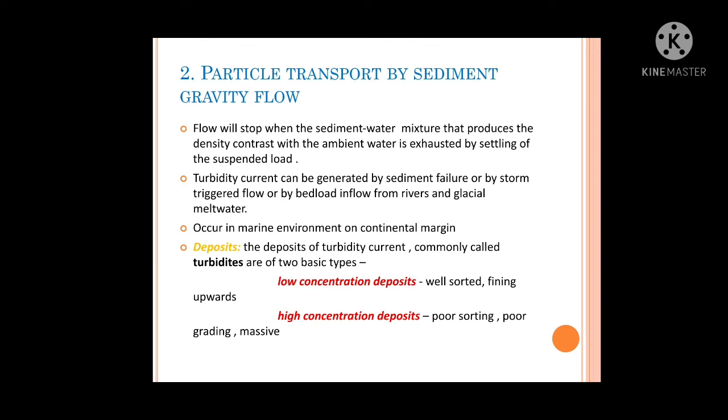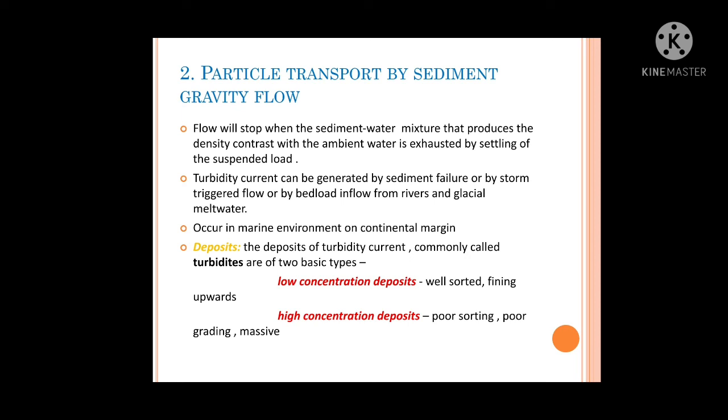Turbidity current can be generated by a variety of mechanisms including sediment failure, storm-triggered flow of sand and mud, bed load inflow from rivers and glacial meltwaters, etc. Turbidity currents have been observed to occur under natural conditions throughout geologic time in marine environments on continental margins.